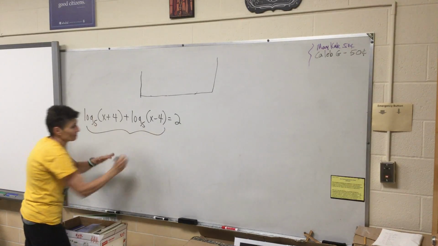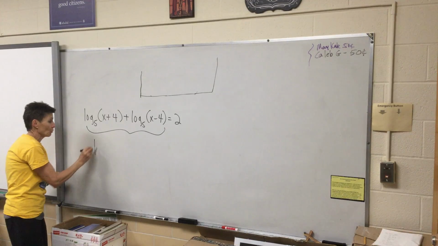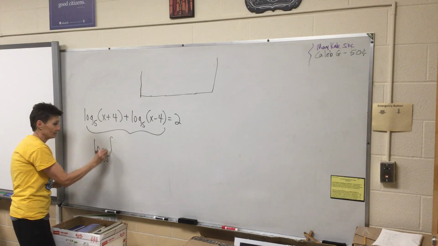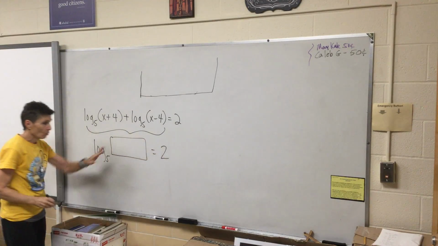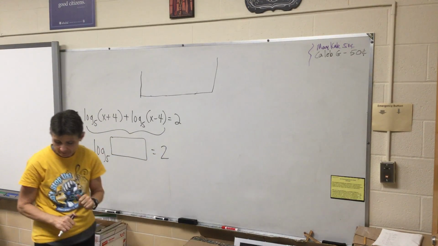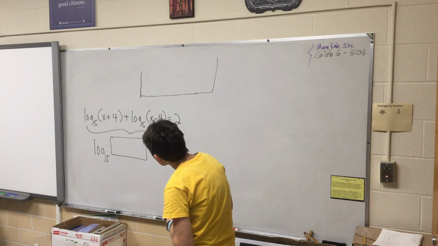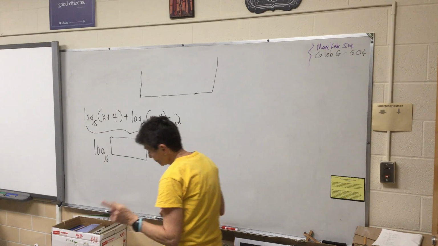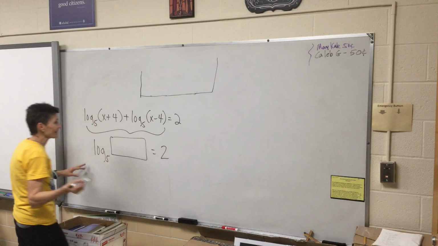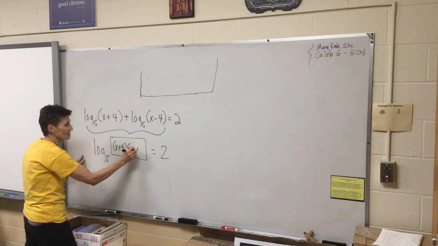This is a problem, Chase. We can't have two of these. So we're going to put them together into one. There's going to be one logarithm now. What's going to go in that box? Would it be x squared plus 16? Well, you're very, very close. You did the right thing. You just have one little mistake in there. It's x plus 4 times x minus 4.